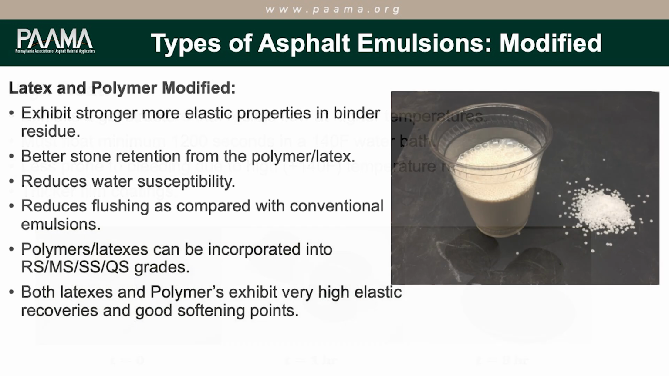We can modify emulsions with latex or polymer. They exhibit stronger, more elastic properties in the binder residue. That gives you better stone retention from the polymer or latex. This continues to reduce water susceptibility. This reduces flushing as compared to conventional emulsion. Polymers and latexes can be incorporated into basically any type of emulsion, so rapid set, medium set, slow set, quick set. Both latexes and polymers exhibit very high elastic recoveries and good softening points.